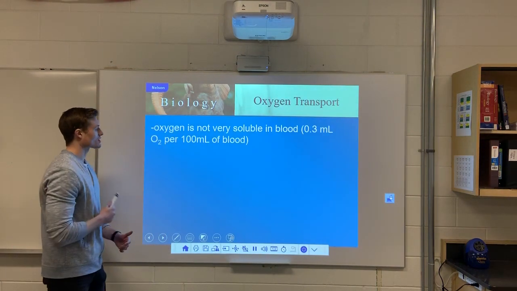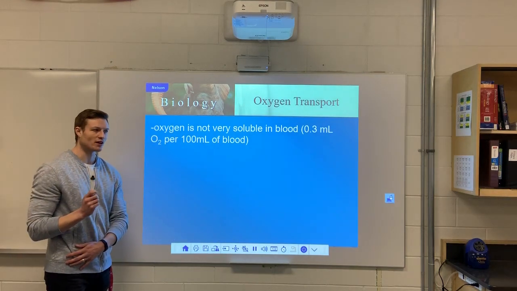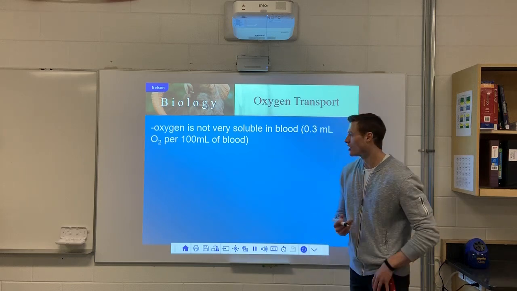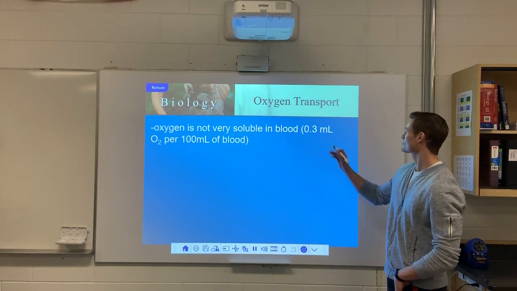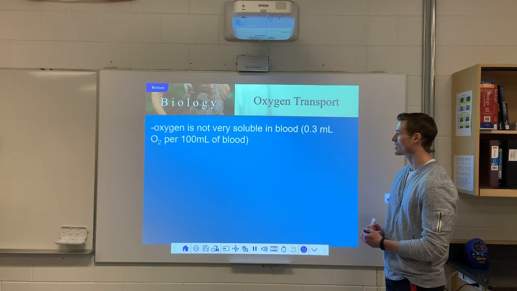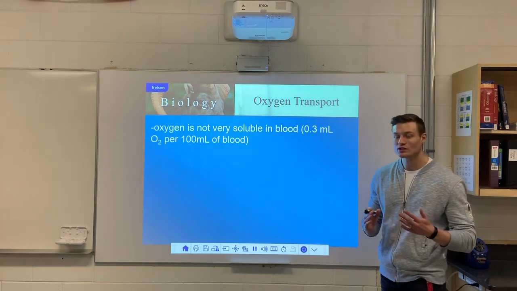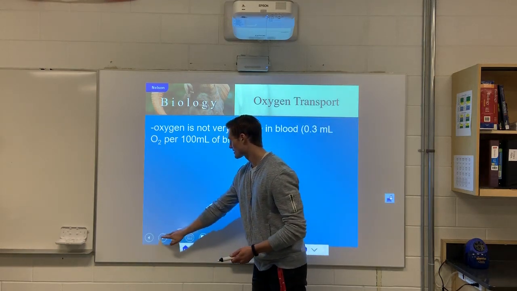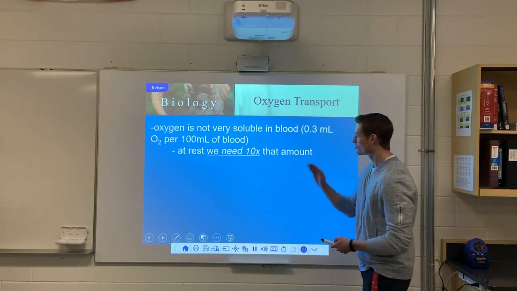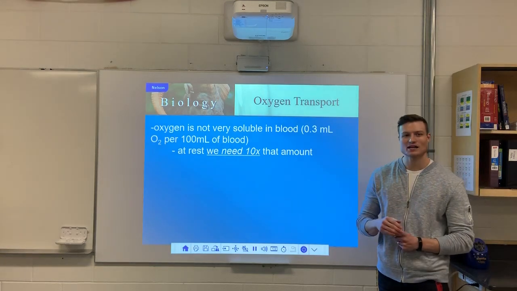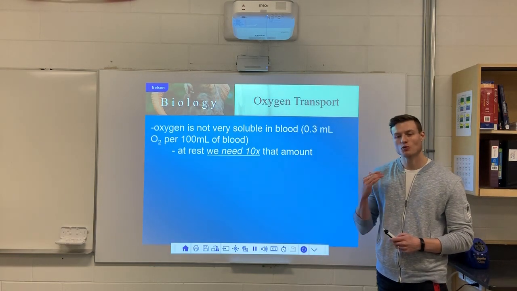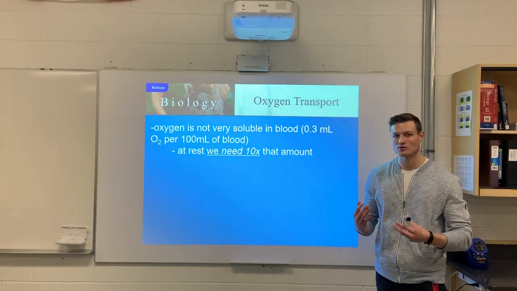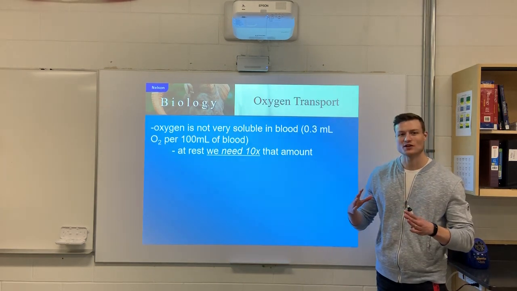So let's start here with oxygen, right? What do we know about oxygen? Well, we know that oxygen is not very soluble in your blood. Oxygen is only about roughly 0.3 milliliters for every 100 milliliters of blood, which is really insoluble. So the question is, how do we get oxygen to actually stay in your blood? We need at least 10 times that amount to survive. So what are we going to do to make that oxygen stay in our blood? Because it doesn't want to, right? Oxygen and blood don't mix very well.